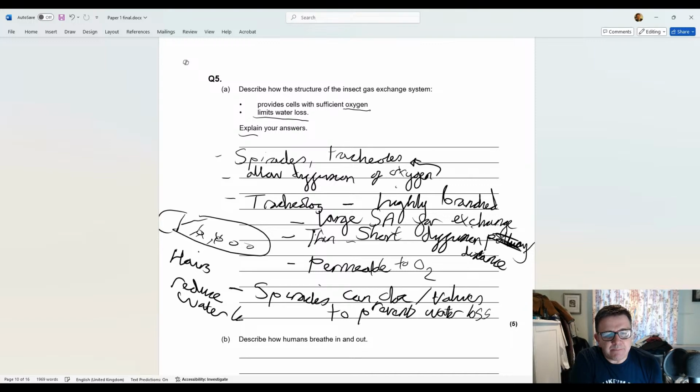And it's the same for things like fish gills. If the fish gills do come up, countercurrent multiplier. Why is that good? Well, it maintains a steep concentration gradient, for example, and therefore all of the oxygen from the water is being absorbed into the fish gills, for example.